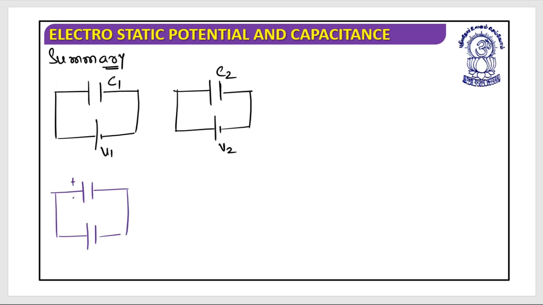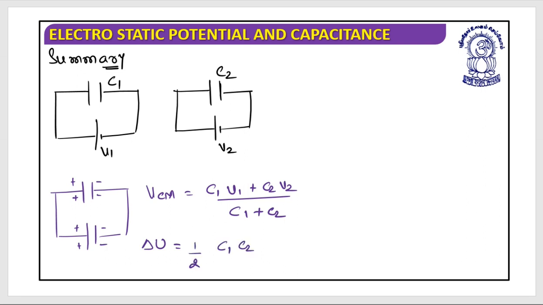That this is positive plate, this is negative plate, and this is positive plate, this is negative plate. So in this situation their VCM was C1 V1 plus C2 V2 divided by C1 plus C2, and their loss of energy delta U would be equal to 1 by 2 into C1 C2 divided by C1 plus C2 into V1 minus V2 whole square. This is the first case, that if the same polarity has been connected.